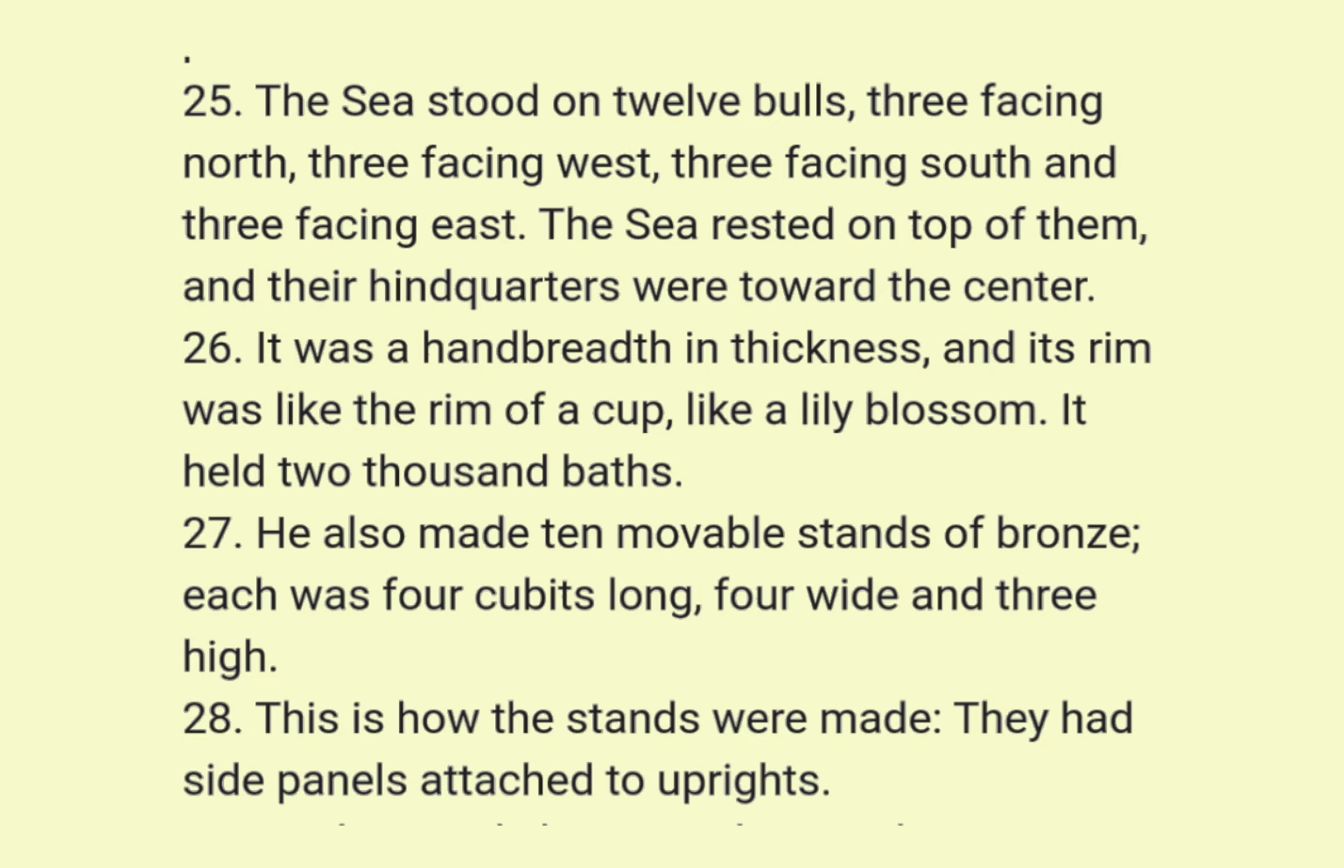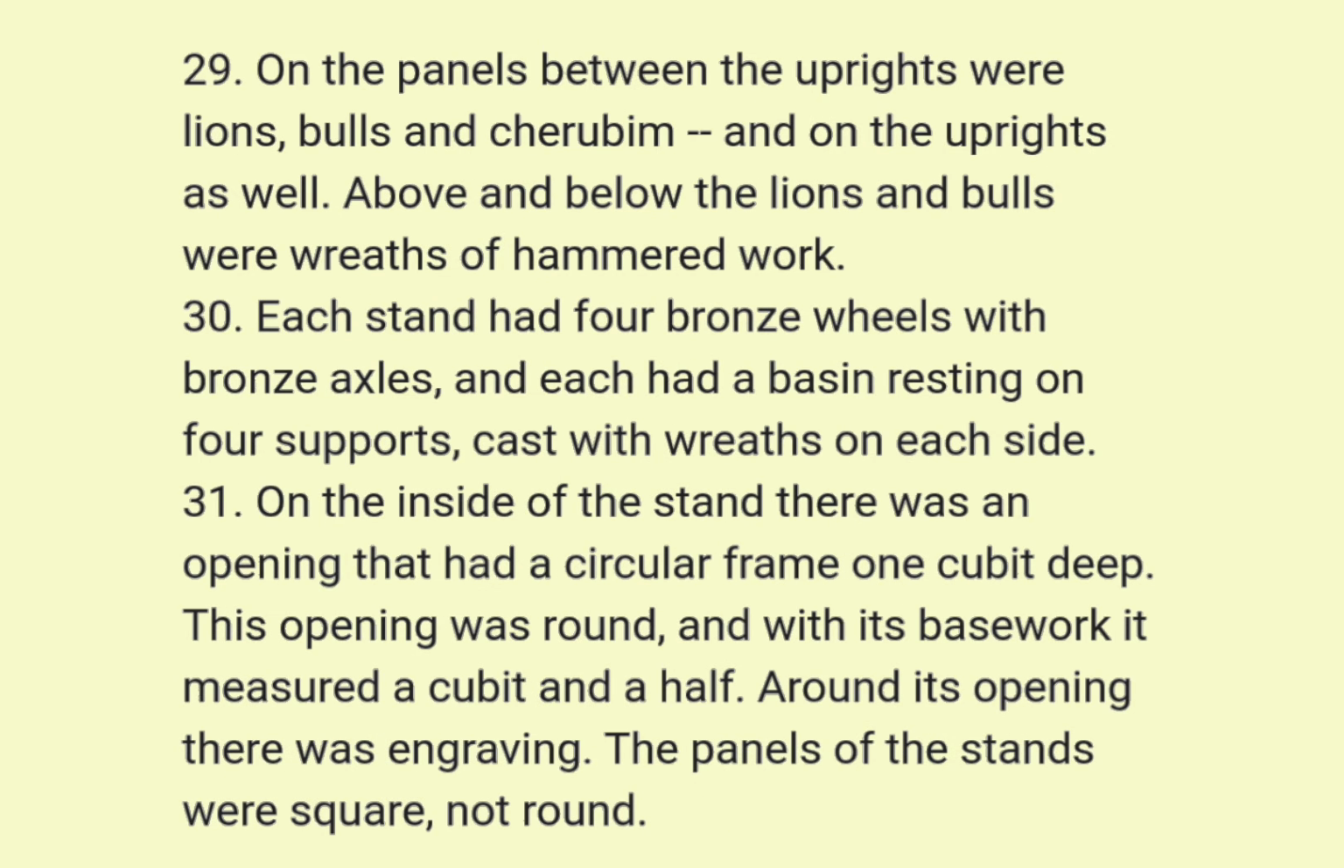They had side panels attached to uprights. On the panels between the uprights were lions, bulls, and cherubim, and on the uprights as well. Above and below the lions and bulls were wreaths of hammered work. Each stand had 4 bronze wheels with bronze axles, and each had a basin resting on 4 supports, cast with wreaths on each side. On the inside of the stand, there was an opening that had a circular frame 1 cubit deep. This opening was round, and with its basework it measured 1.5 cubits.